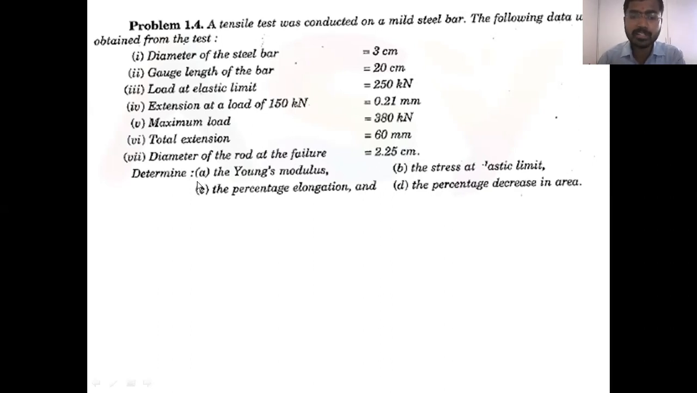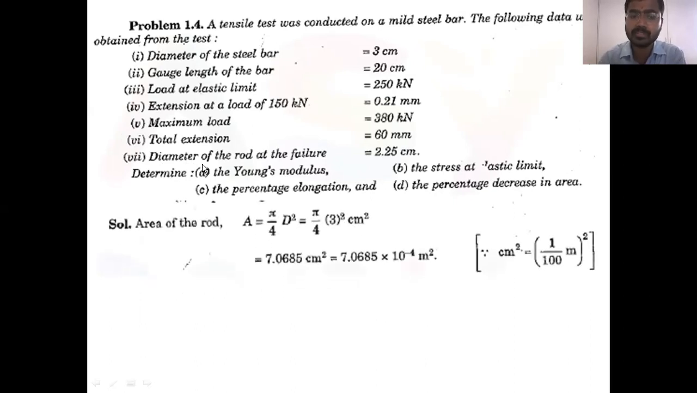So what do we have to find out? We have to find Young's modulus, the stress at elastic limit, the percentage elongation, and the percentage decrease in the area. I request all the students to please write down this given data to go with the problem. So let us go with our first one.